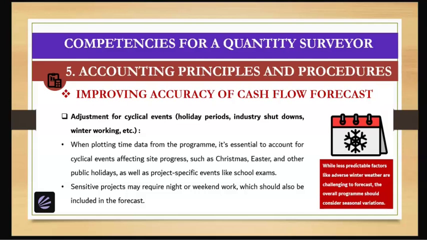Adjustment for cyclical events, holiday periods, industry shutdowns, winter working, etc. So when plotting time data from the program, it's essential to account for the cyclical events affecting site progress, such as Christmas, Easter and other public holidays, as well as project-specific events like school exams. Sensitive projects may require night or weekend work, which should also be included in the forecast. While less predictable factors like adverse winter weather are challenging to forecast, the overall program should consider seasonal variations.